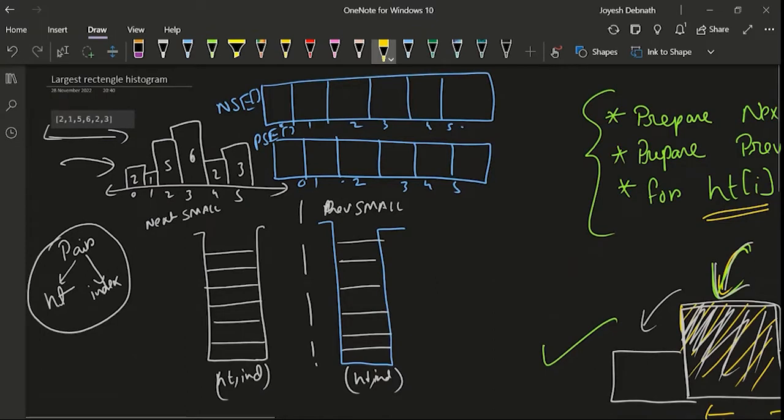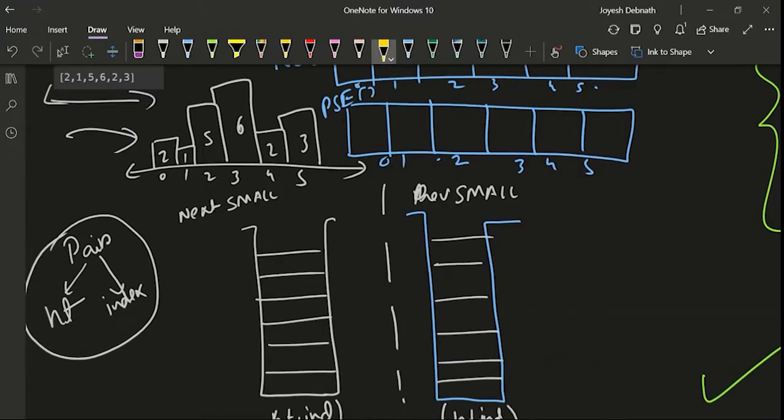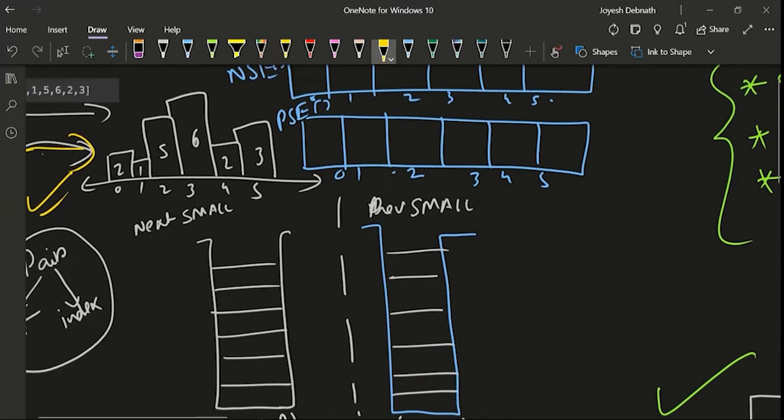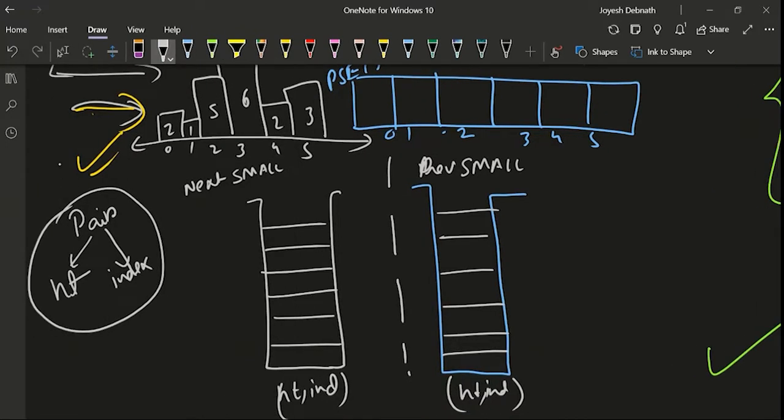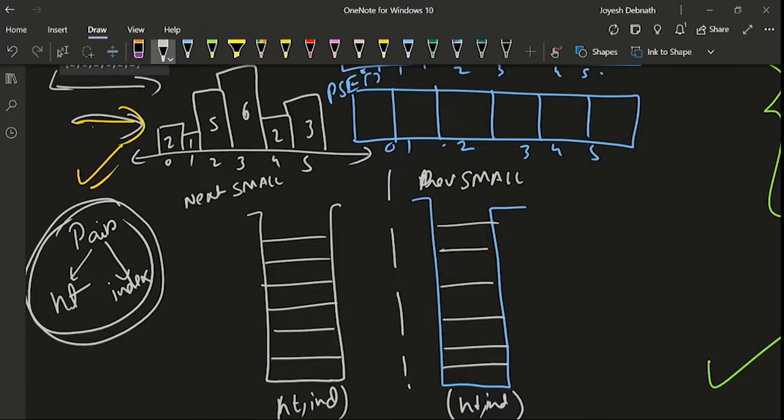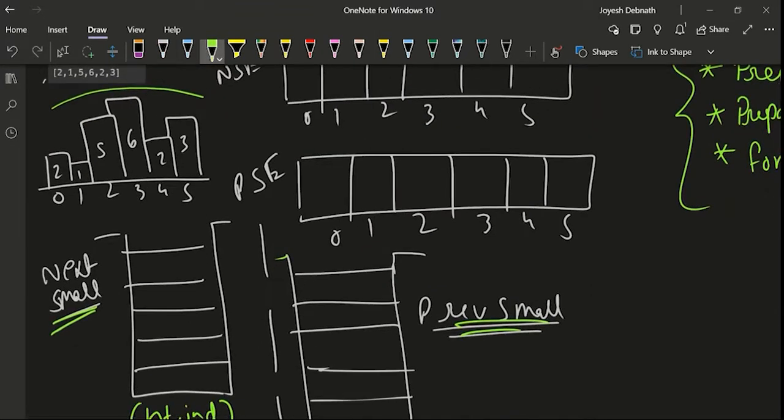So let's understand this with the help of a dry run. Let's see this example. There are blocks 2, 1, 5, 6, 2, 3. For this, we'll be using a stack. Here I have used a stack which will contain height comma int, so I'll be taking a pair class of height and index. For each block, we need to find out the next smaller block, and for each block, we need to find out the previous smaller block.